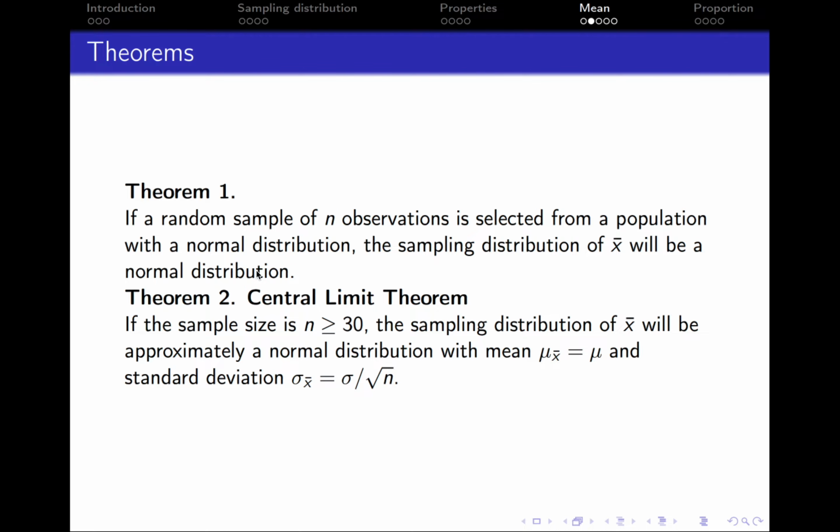So if the sample size is more than 30 observations, the sampling distribution of the mean will be approximately a normal distribution, with its mean being equal to the population mean and standard deviation defined as population standard deviation divided by the square root of n. So in simple words, if you have more than 30 observations in your sample, the sampling distribution is nothing else but just a normal distribution.